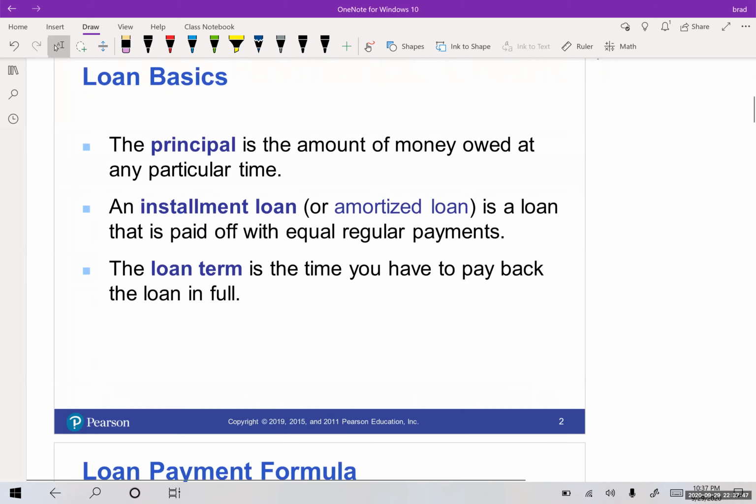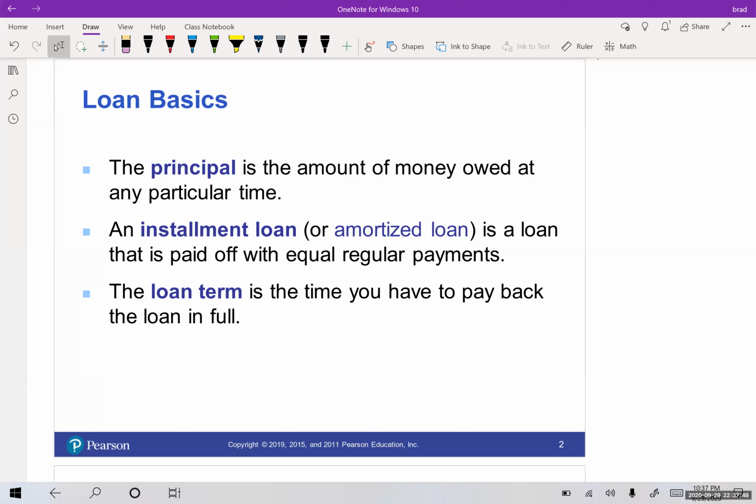So some of the basics that we're going to work with in this section: the principal is the amount of money owed at any particular time. We already know that. And an installment loan, or amortized loan, I can't pronounce that word for some reason, is a loan that is paid off with equal regular payments. So if you own a car, you notice you have those kind of payments. The loan term is the time you have to pay back the loan in full.